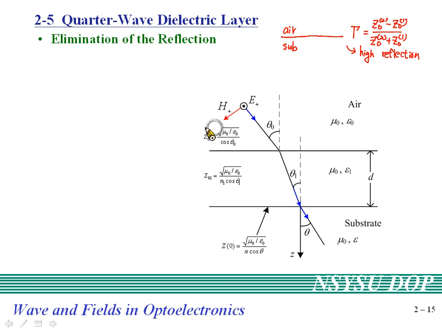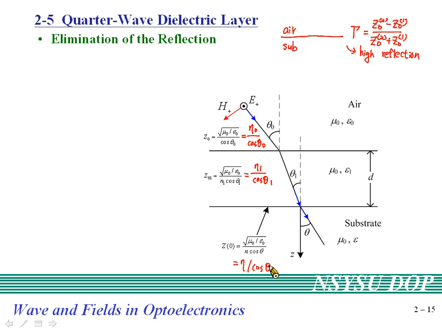In the air region, the characteristic impedance is Z sub 0, which is eta 0 over cosine theta 0. And in the dielectric layer, due to the propagating angle theta 1, the characteristic impedance is Z sub 01, which is eta 1 over cosine theta 1. In the substrate, the corresponding characteristic impedance is defined as Z of 0, which is eta over cosine theta.